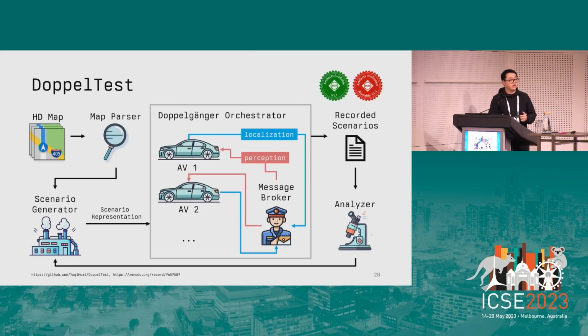Based on that idea, we implement an approach called DoppelTest. This is the first technique of its kind to go through artifact evaluation successfully, and we received badges for being available and reusable. The source code is open source on GitHub, and it's also up on arXiv. Feel free to check it out after the presentation. This figure shows an overview of the approach.